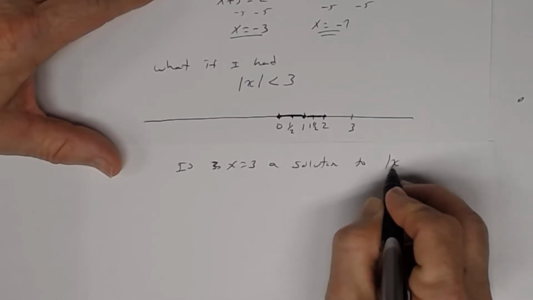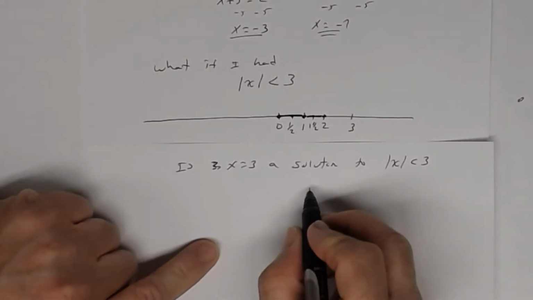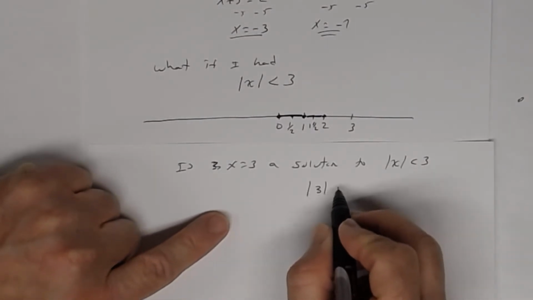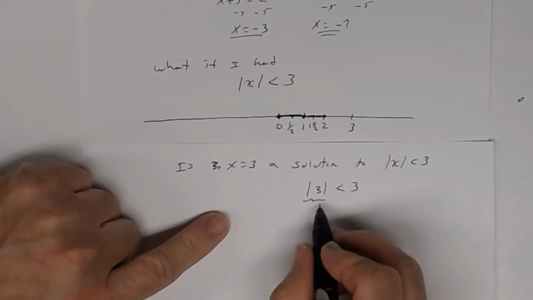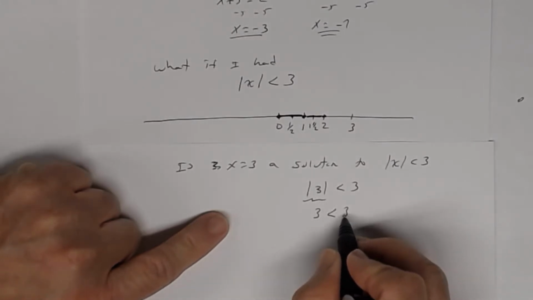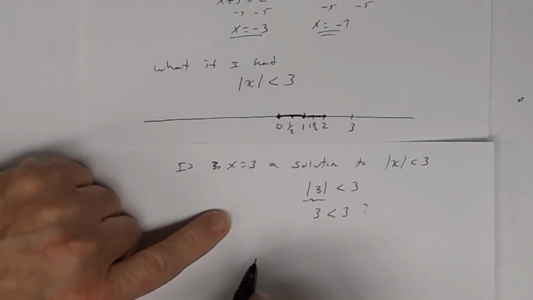2, the absolute value of x is less than 3. So if I substitute 3 in here, look at what I get. The absolute value of 3 is less than 3. And what's the absolute value of 3? The absolute value of 3 is 3. Now the question is, is 3 less than 3? That's the question. Is 3 less than 3?